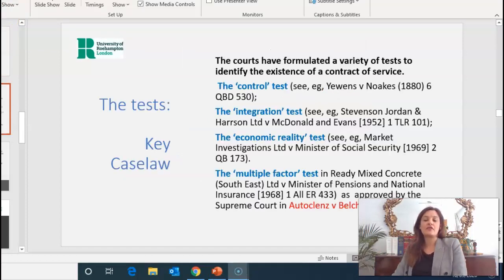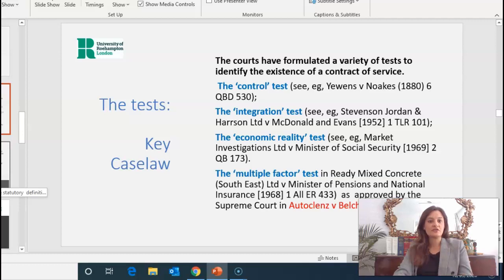So in this way, the courts have formulated a variety of tests to identify whether or not there's a contract of service, because if you go back to the definition, section 230, it's a contract of service. And those tests in the key case law are the control test, the integration test, economic reality test, and the most recent one now, and the most relevant for the working systems nowadays, is the multiple factor test. And that was approved in the AutoCleanse case.